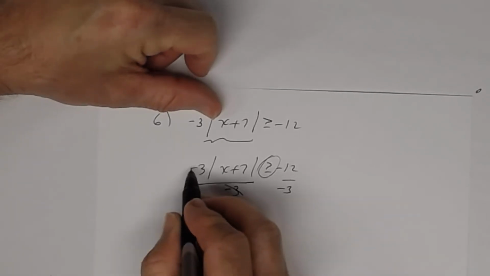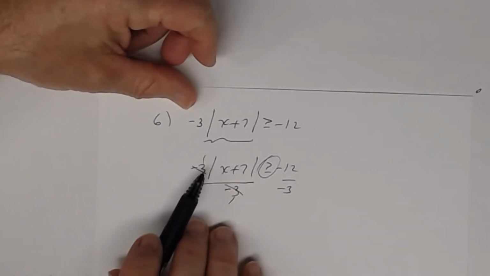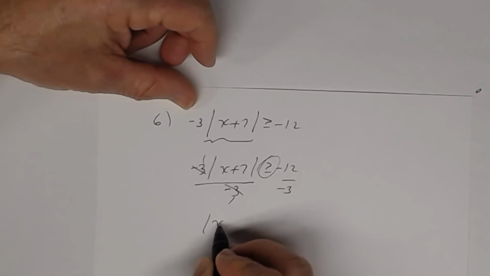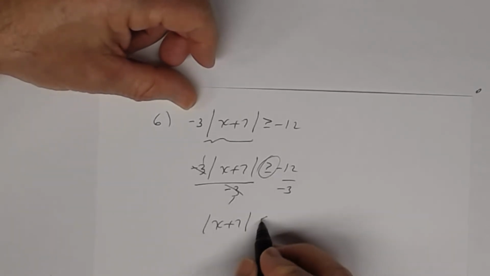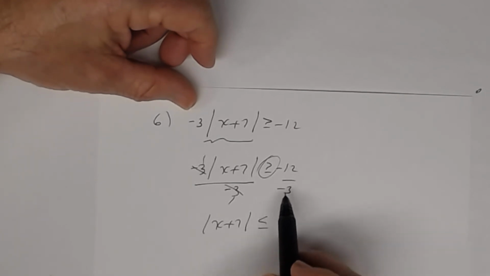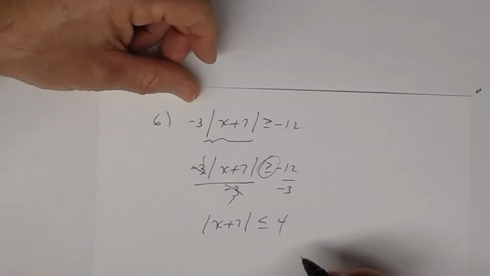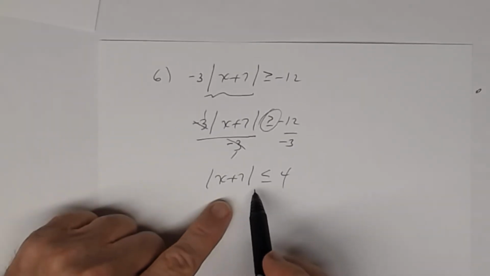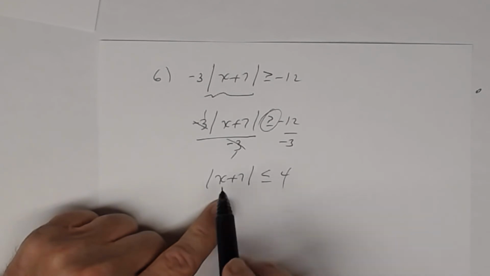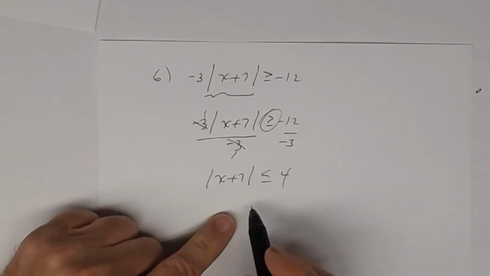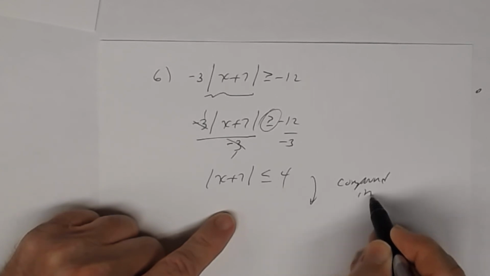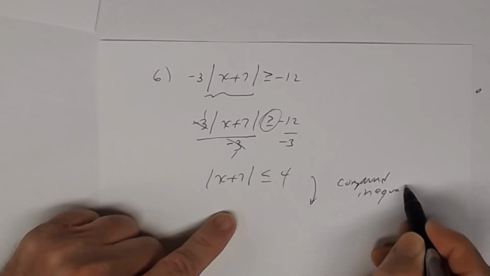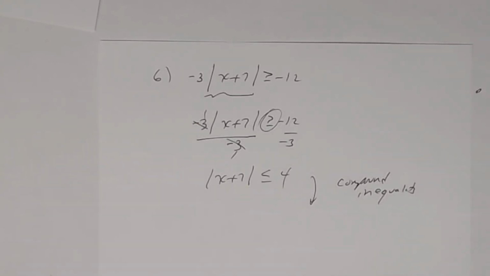Negative 3 divided by negative 3 is 1, so notice I have 1s here. And 1 times the absolute value of x plus 7 is the absolute value of x plus 7. Now, reverse it: greater than or equal to becomes less than or equal to. And negative 12 divided by negative 3 is a positive 4. All right? Now I have an absolute value less than, and I know that when I have an absolute value less than, I write it as a compound inequality.